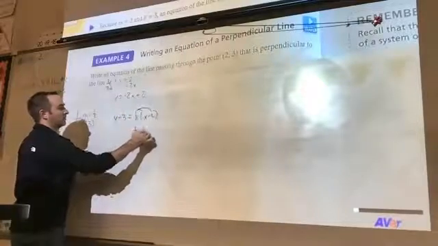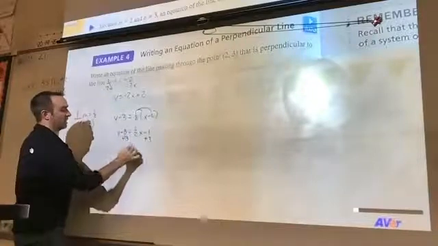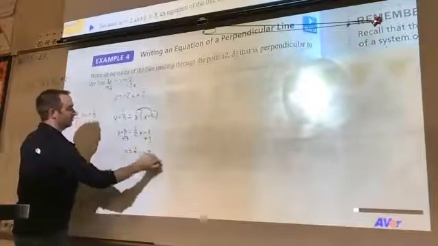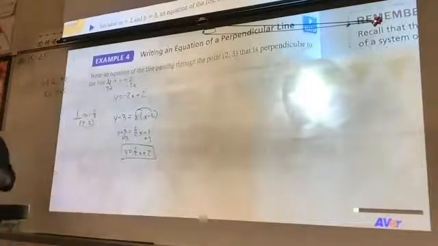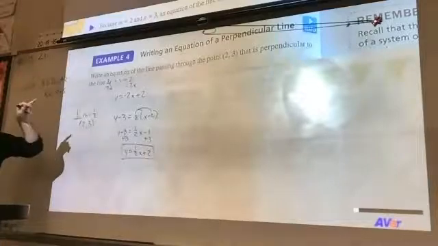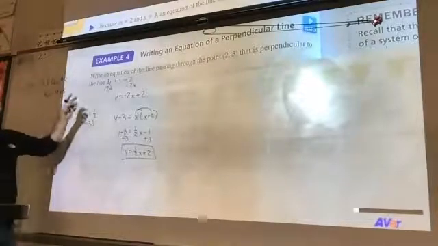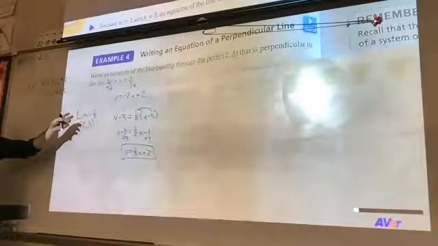Distribute. And then add the 3. We are looking at y is equal to 1/2 x plus 2 as our perpendicular line. So again, just like yesterday, the only difference is that perpendicular slope rather than the parallel slope. Any questions about this before we move on? Because we have to be able to do this in the next problem too.